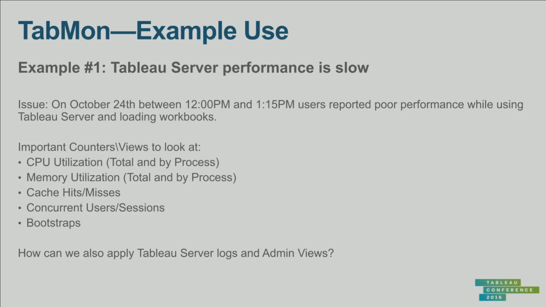So the actual issue itself is on the 24th between 12 p.m. and 1:15 p.m. Users reported poor performance while loading workbooks. So something was slow. We need to see the resources to see if something's actually broken or if we just have a heavy user count. The important views that we're actually going to look at here, or the important counters, are going to be the CPU utilization, our memory utilization, our cache hits and misses, our concurrent user sessions, and if we want to, we can also look into the number of bootstraps. I recommend doing that, though, via the logs as opposed to this.